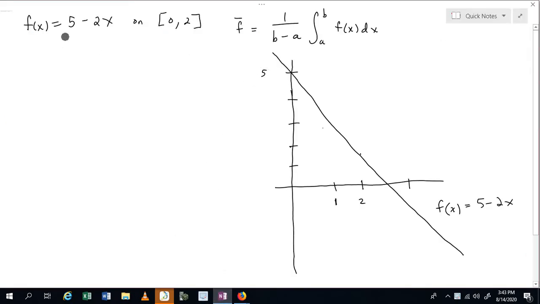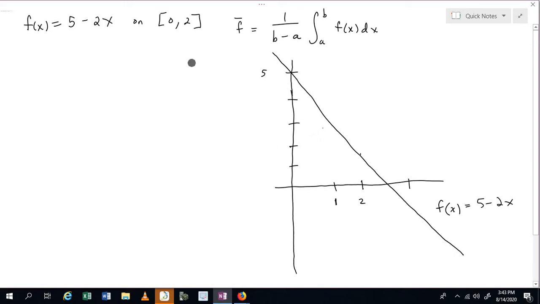First of all, if you were to graph this function, it's just a straight line. The graph of that line would look like this. Notice that the slope of this line is -2, so it has a downward slope, and the y-intercept is at 5. So this is a rough sketch of the graph of that function.